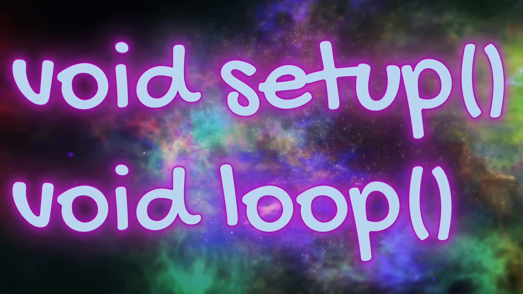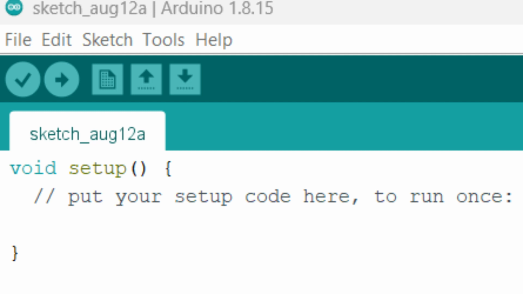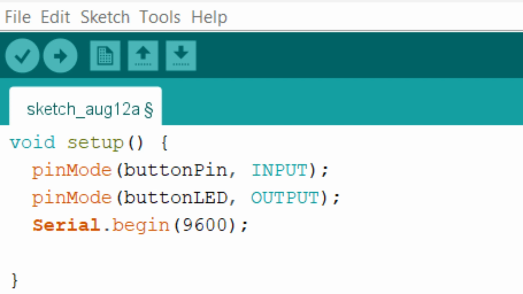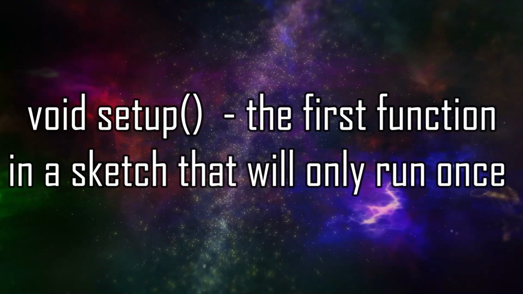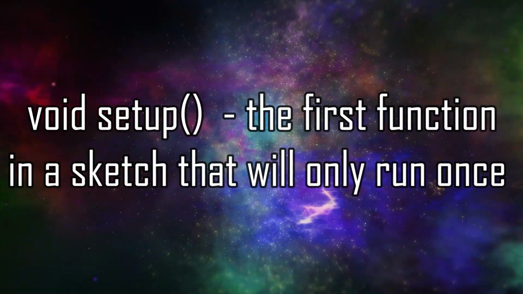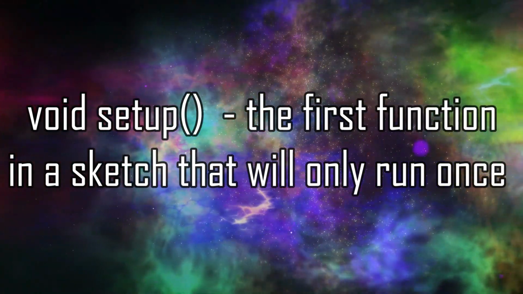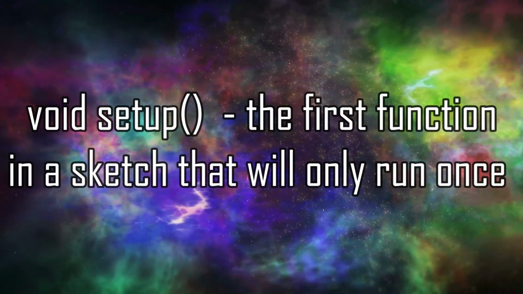Let's talk about some common functions and features that you'll use within the Arduino IDE, starting with two functions that are required for every Arduino sketch: void setup and void loop. Void setup is the first function that will be executed in a sketch and will only execute once. It typically serves to set pin modes to either input or output or initialize the serial monitor. It can also contain other functions, but the basic thing to remember is that it only runs once after each power-up or reset of the Arduino.